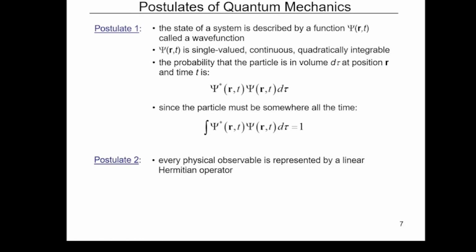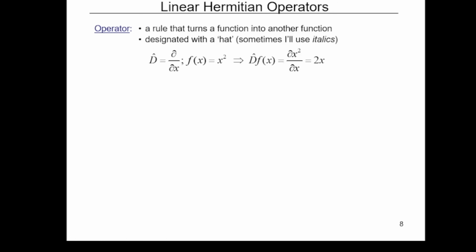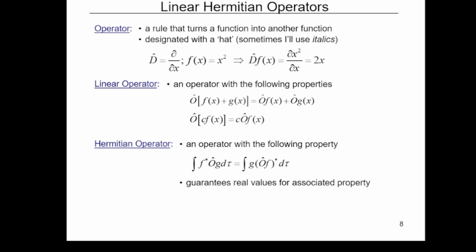Now the second postulate says that every physical observable is represented by a linear Hermitian operator. Now what is a Hermitian operator? There are two different types of operator. One is called a linear operator and the other one is called a Hermitian operator. Now the question arises, what is an operator? It's a rule that turns a function into another function.